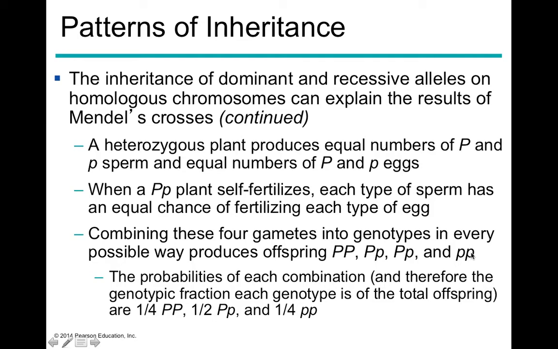I'll walk you through how this happens, and we'll get there in just a minute, but I promise you that it's going to turn out to be a ratio of 1 to 2 to 1, or 1/4, 1/2, 1/4. 1/4 of them are going to be homozygous dominant, 1/2 are going to be heterozygous, meaning they have 1 dominant and 1 recessive allele, and 1/4 are going to be homozygous recessive.